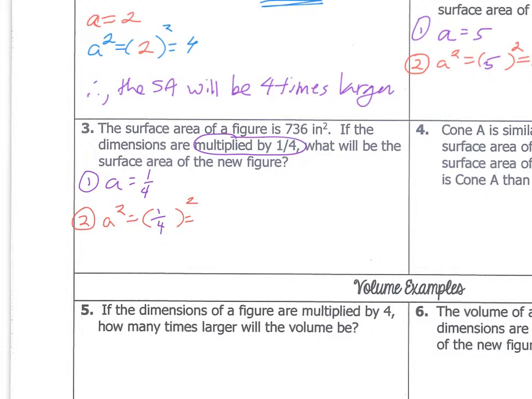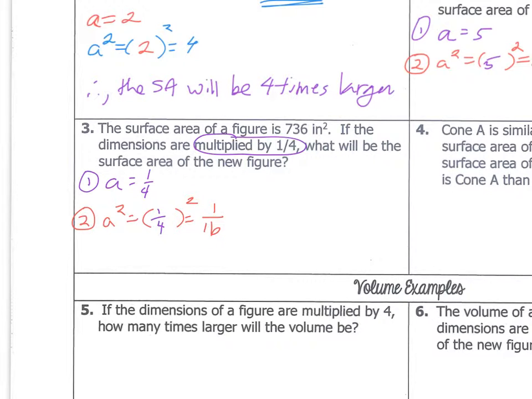What's 1 squared? 1. What's 4 squared? 16. So the new surface area is going to be 1/16 as big. So won't our new surface area get smaller? So anytime we have a fraction that's under 1, 1/2, 1/4, 1/3, 1/5, we're actually dividing by that.